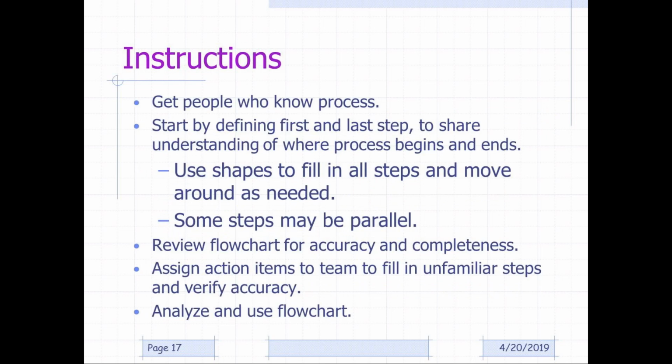Here are the instructions. You need to get people who know the process. Start by defining the first and last step to share understanding of where the process begins and ends. Use shapes to fill in all the steps and move them around as needed. Some steps may be parallel. Review the flowchart for accuracy and completeness, and assign action items to the team to fill in unfamiliar steps and verify accuracy, and then analyze and actually use the flowchart.